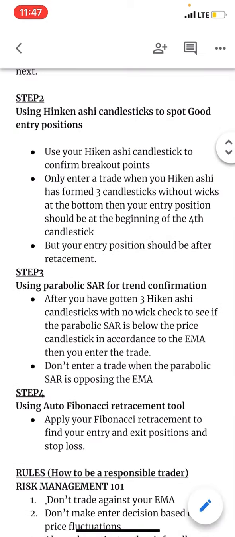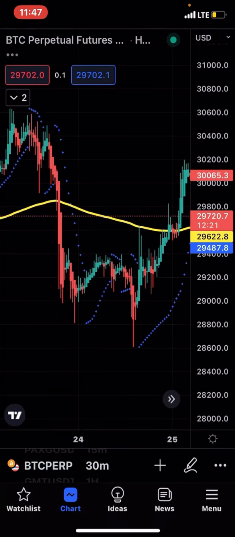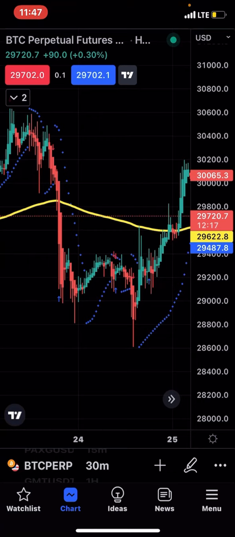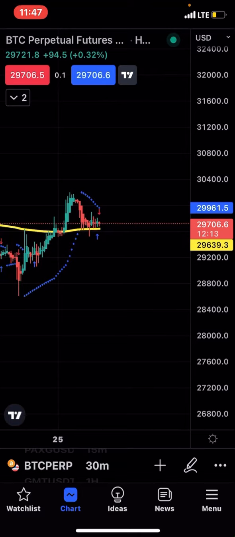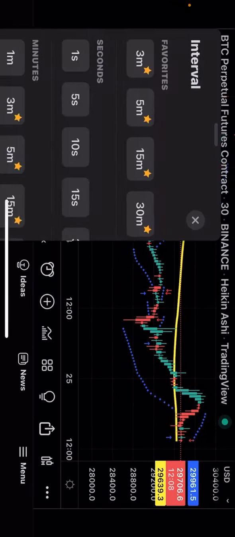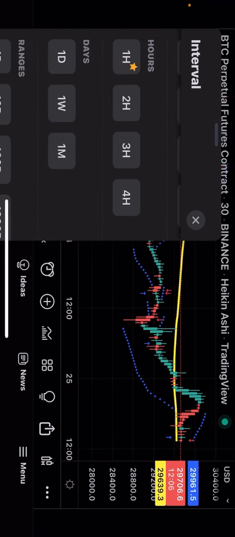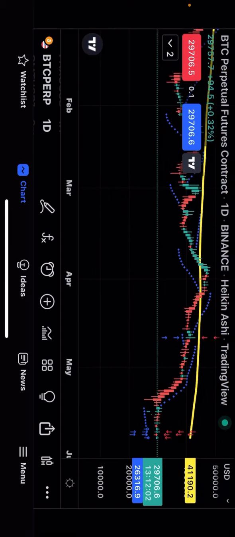Let me explain these Heikin-Ashi candlesticks better. So yes, on my chart, you've been able to identify the EMA and the parabolic SAR. Now let's use Heikin-Ashis to spot good entries. Now remember I said only enter a trade with 3 Heikin-Ashis. Let's use a daily time frame. I'm not seeing these small ones now. Okay, perfect.